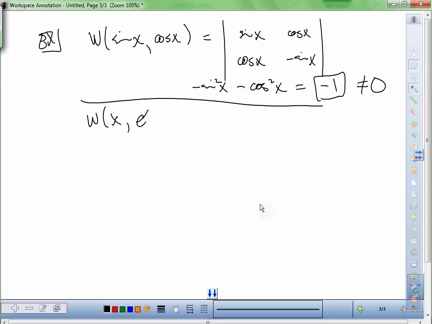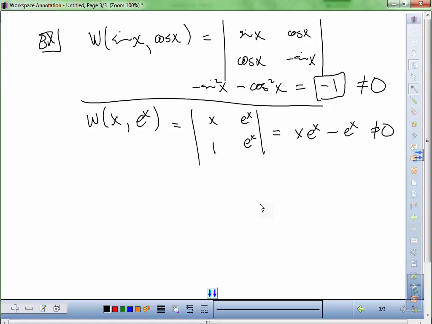x and e to the x. I'm pretty sure this is not going to be constant. Let's see what happens. So x and e to the x are the functions in the first row. The derivative of x is 1. The derivative of e to the x is e to the x. So the determinant is x e to the x minus e to the x. And this is not exactly 0. So these are linearly independent.